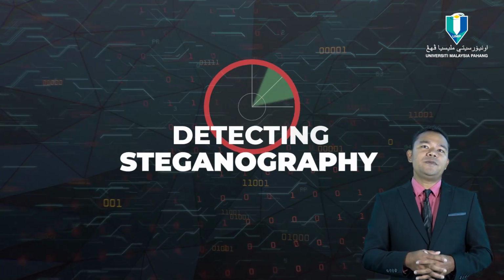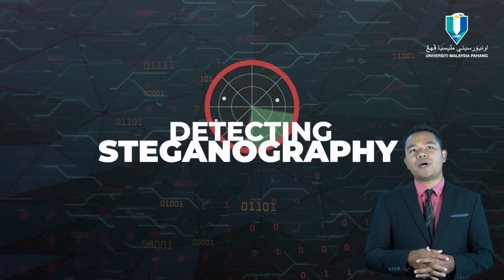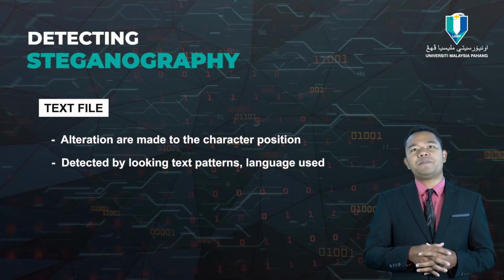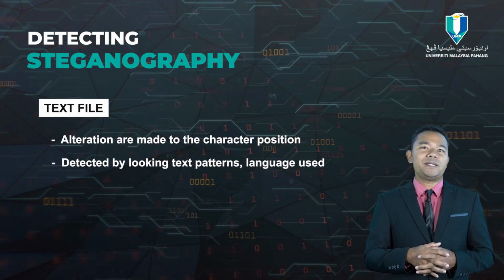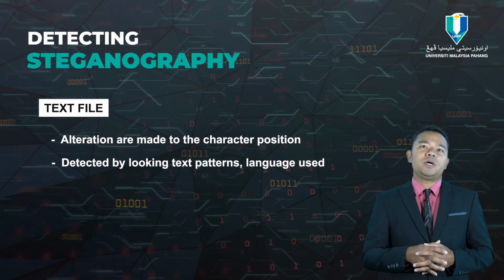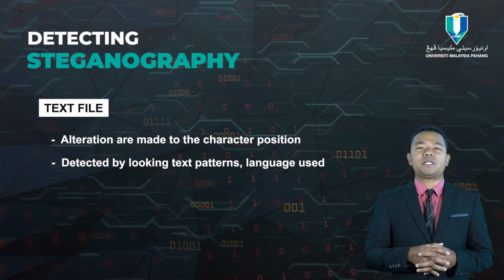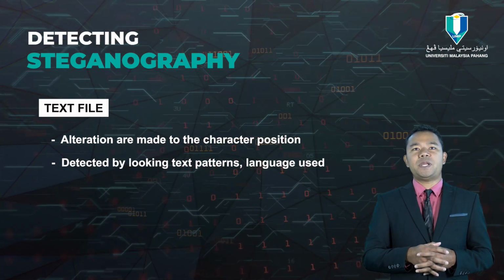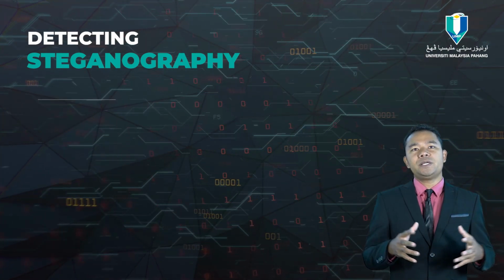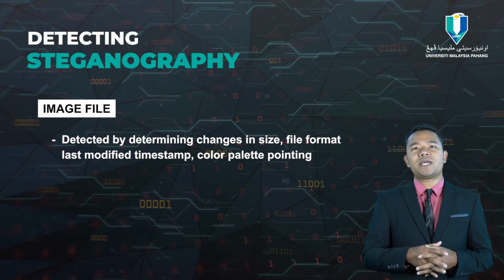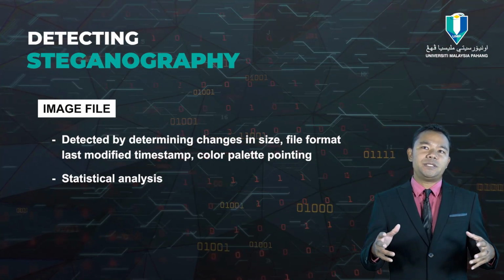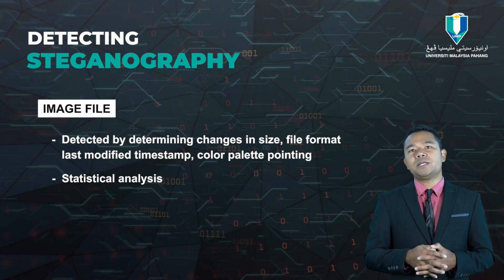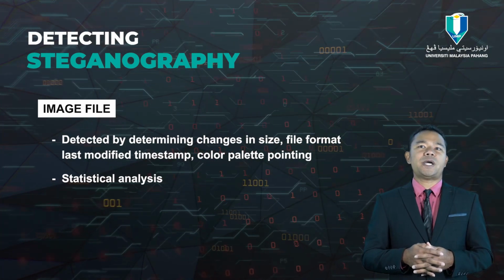Detecting steganography for text, image, audio, and video files. For the text file, alterations are made to the character positions to hide the data. The alterations are detected by looking for text patterns or disturbance, language use, and an unusual amount of blank space. For the image file, hidden data can be detected by determining changes in the size, file format, last modified timestamp, and the color palette, pointing to the existence of hidden data.